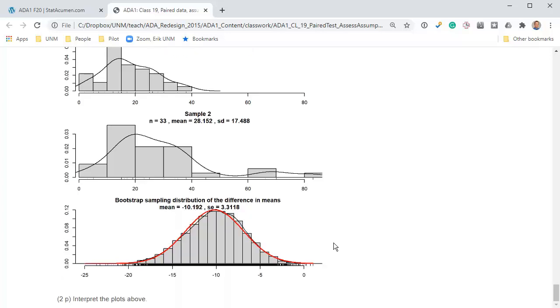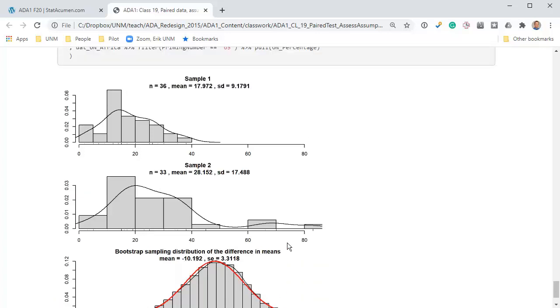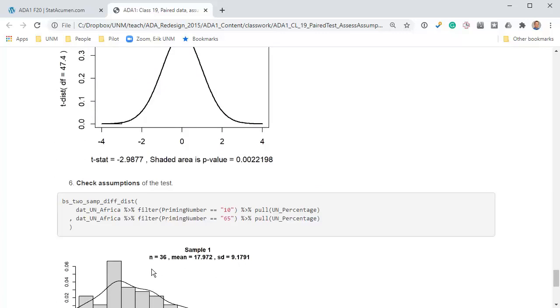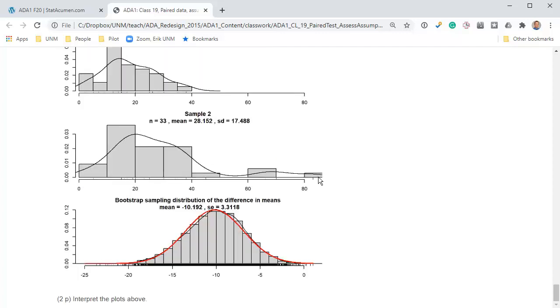But I would say the things that I just said would make a good interpretation. In this case, I think the gray distribution follows the red normal curve quite well, and our model assumptions are met. So I would feel comfortable with the conclusions of the t-test that we did for the UN example. All right, that's everything for this video.